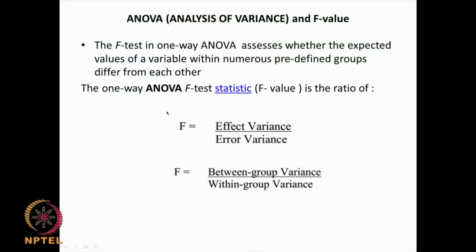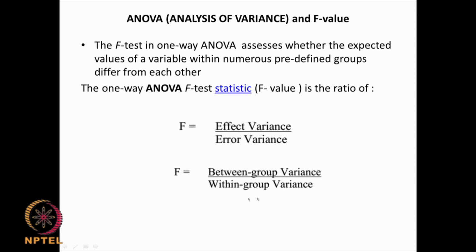When I am repeating experiments, for example, with different operators, if they are consistently good, then obviously the error variance will be low. If the error variance is low, that means the F value will be high. If there is a lot of variation or standard deviation, then obviously the error variance will be large, the F value will be small. So, obviously you will not be able to reject the null hypothesis.